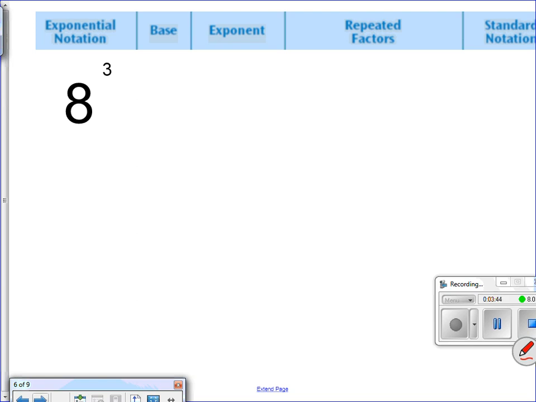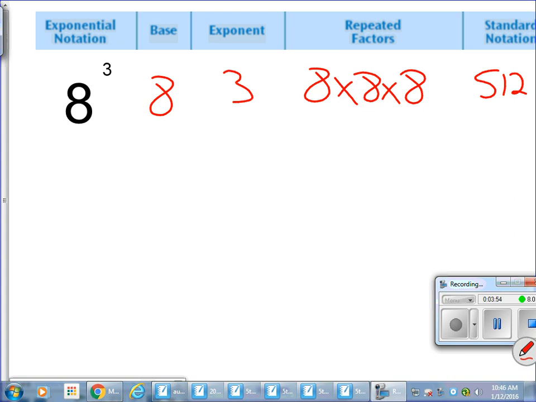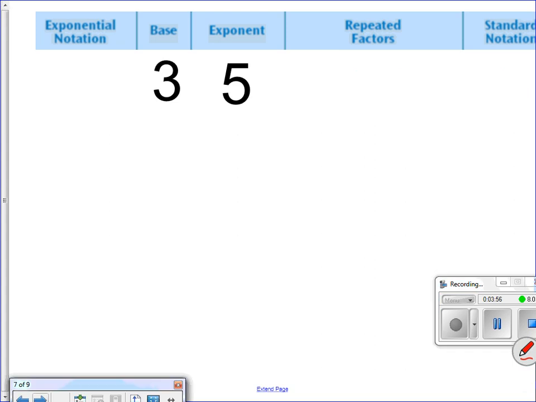My base number is 8. My exponent is 3. That means my repeated factors, I have 8 times 8 times 8. My standard notation is 512. All right. My base number is 3. My exponent is 5. I think I already solved the same exact problem. Once again, I'm going to go 3 times 3 times 3 times 3 times, oops, not times 5. Times 3.